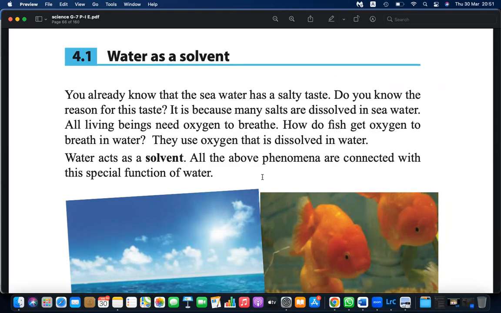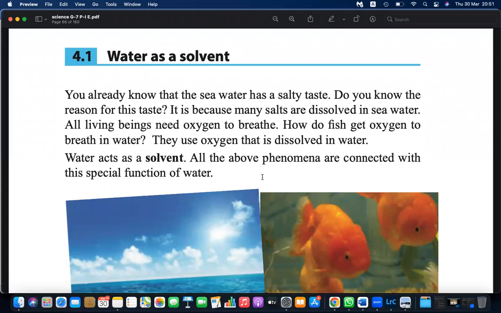All living beings need oxygen to breathe. How does a fish get oxygen? That is again through this solvent. Oxygen is dissolved in water. So fish can use oxygen which is dissolved in water. So it is a universal solvent. Many things in the world can be dissolved in water.